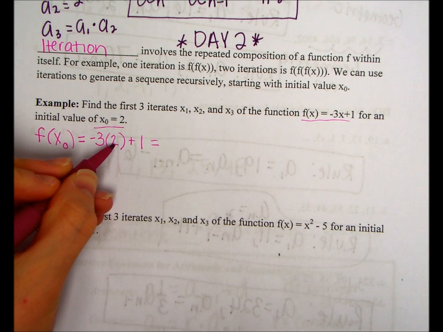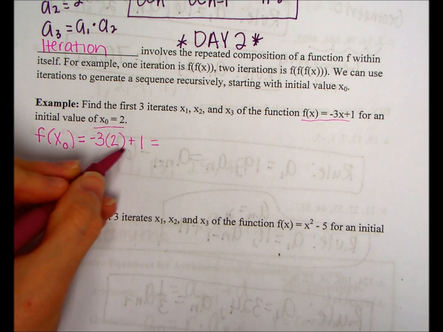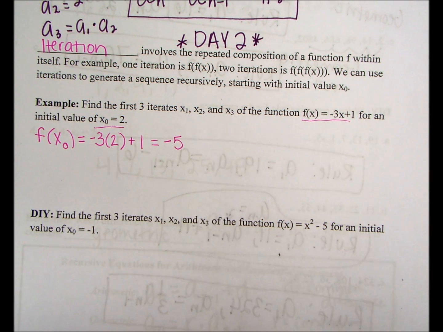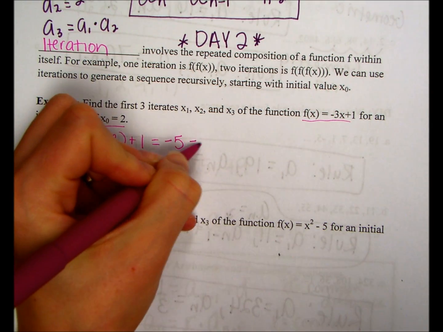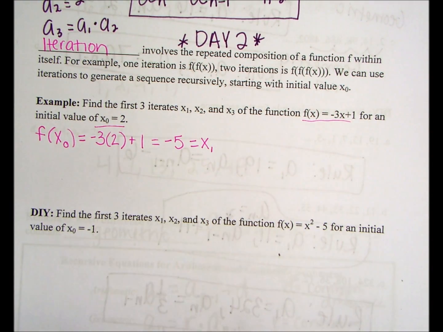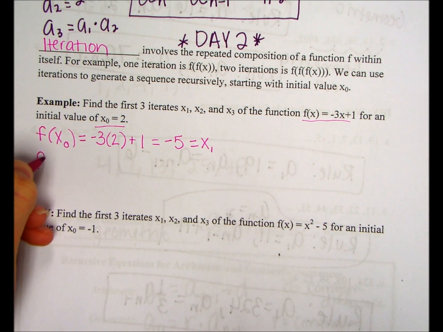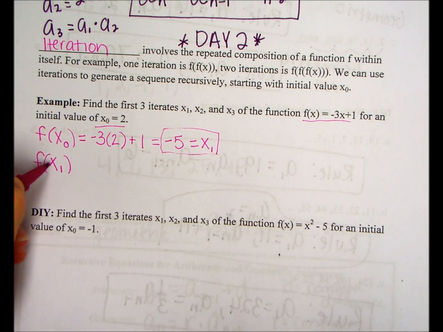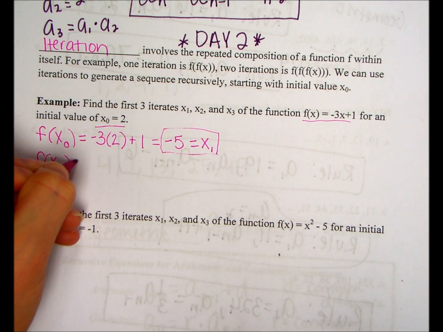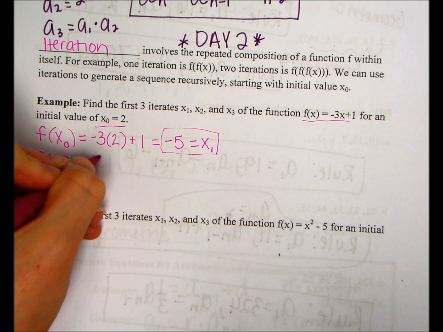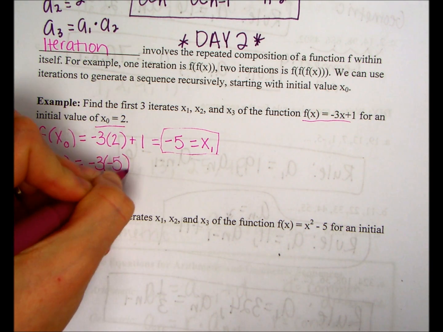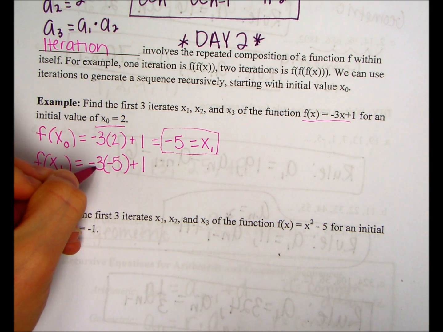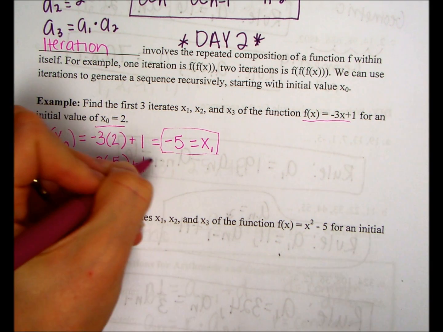So I have negative 3 times 2 plus 1, so I have negative 6 plus 1 is negative 5. So that is my first iterate, so this is what we call x1. Now to get the next one, we plug in f of x1, just what we found here. This is x1. And now I'm going to plug it into the same formula for x and get the next one. So I have negative 3 times negative 5 plus 1. Negative 3 times negative 5 is 15 plus 1 is 16.